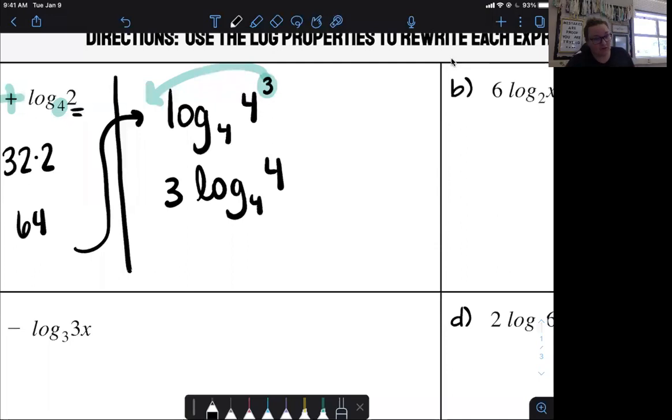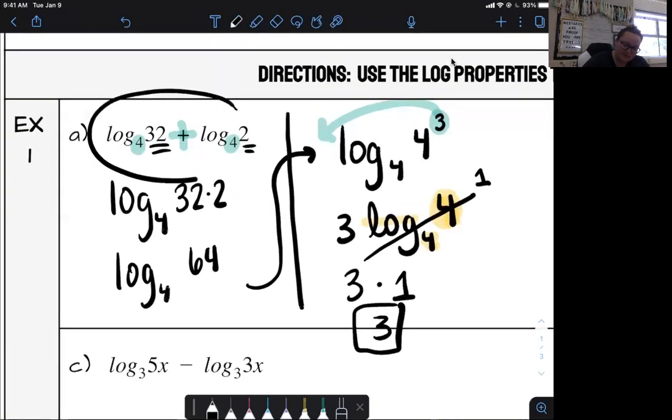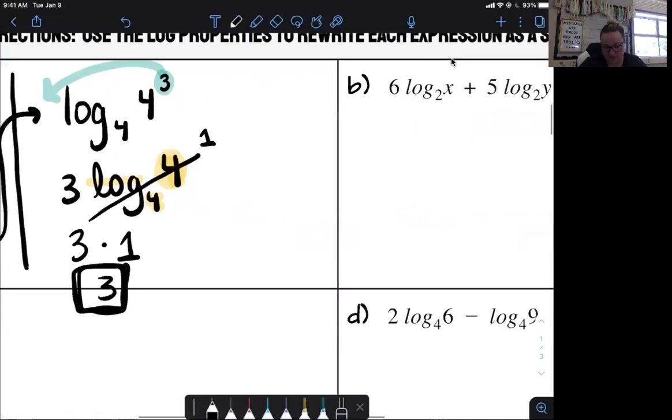I know I'm throwing a lot of new information at you right now, but there's something else that we can actually do with this. Whenever you have the log base 4 of 4, where the base and what's in the log match, that actually simplifies to 1. So instead of 3 times the log base 4 of 4, we really have 3 times 1, which is simply 3. So that whole expression, the log base 4 of 32 plus the log base 4 of 2, simplifies to 3. I know that was a lot.